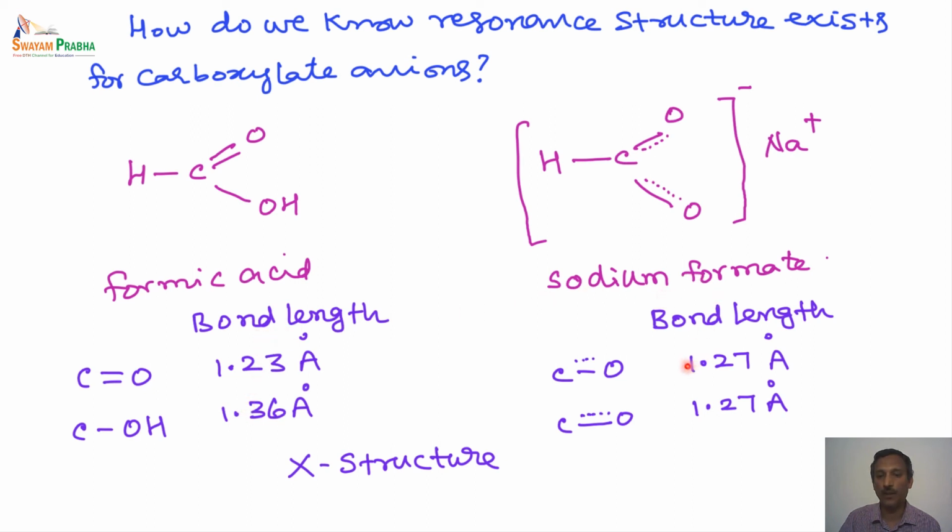Whereas in the case of sodium formate, this carbon-oxygen bond and this carbon-oxygen bond both have the same length. In other words, this is not very short like a double bond. This is also not very long like a single bond. So this is in between 1.23 and 1.36. So the value is 1.27. So it is neither a single bond nor a double bond. So that is why we say the resonance structure exists for the carboxylate anion. So this is one of the conclusions by which we can confirm that carboxylate anions have resonance structures.